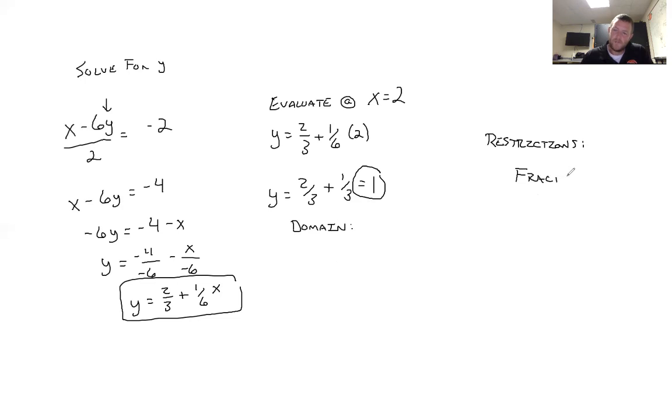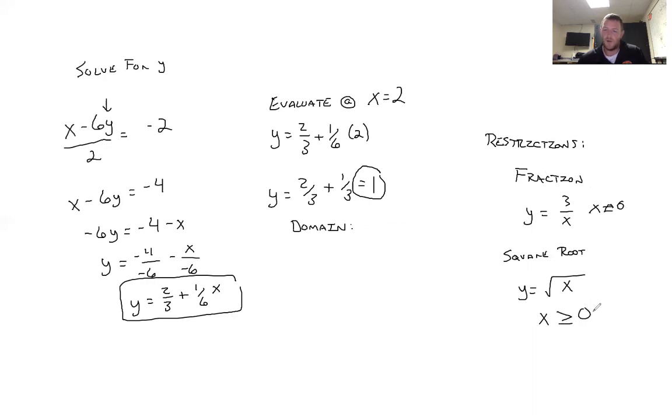Is it a fraction? The fraction would mean like 3 over x. You can't have 0 in the bottom, so x could not be 0 here, right? Or square roots, or any type of radical. If I had the square root of x, well, you can't square root negatives, so x must be greater than or equal to 0 here. Okay, that would be that.